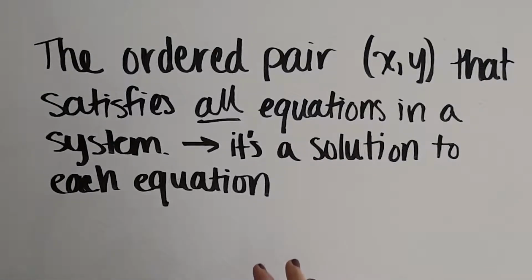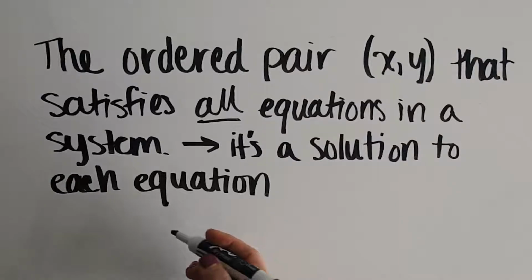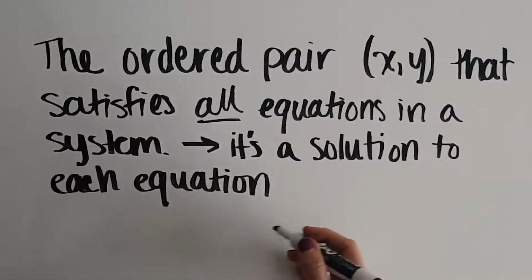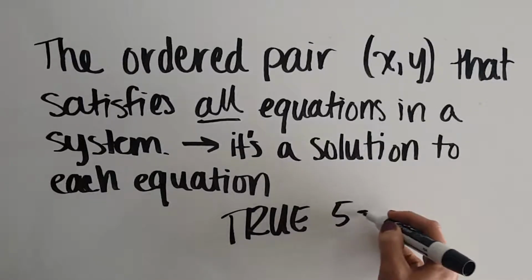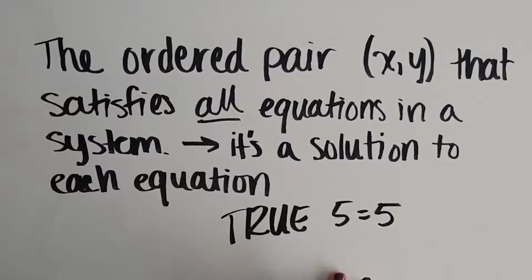So in other words, it's saying that it has to be a solution to each individual equation, and then therefore it'd be a solution to all of it. So we know we check solutions by substituting in values, and we're looking for true statements. When I get something like 5 equals 5, I know that whatever I had substituted in to get this is a solution to that equation. So let's look at an example.